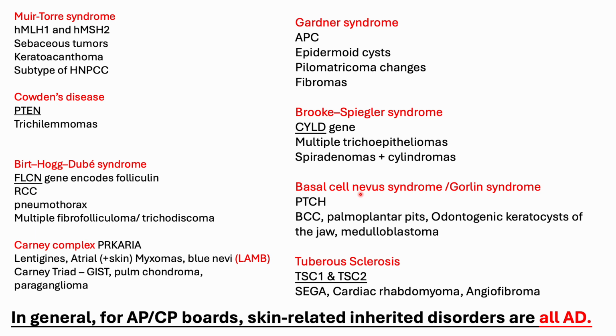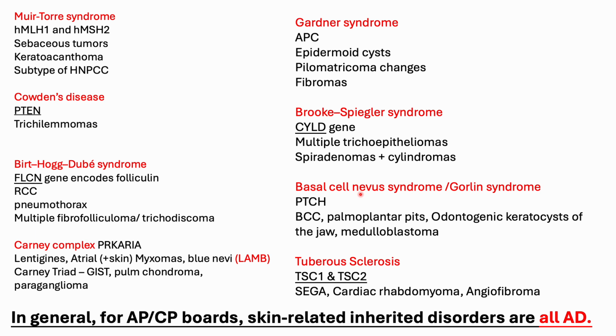The next one is the Gardner syndrome. The Gardner syndrome is APC gene related. You can have multiple epidermoid cyst, pilomatricoma change. So if you see a person with multiple pilomatricoma, then you should think this syndrome maybe, get the patient to have an APC gene tested. Also, the fibroma is associated with Gardner syndrome.